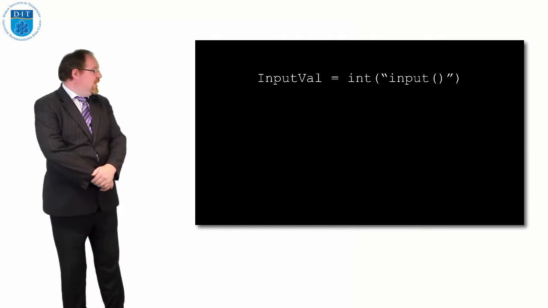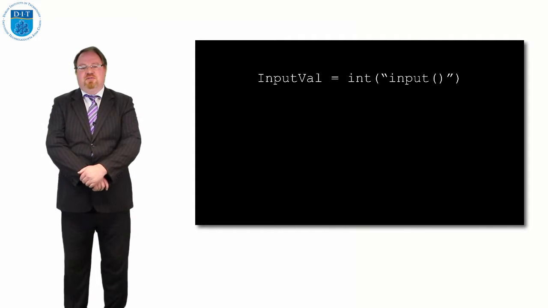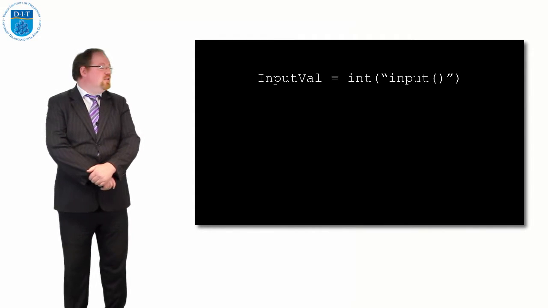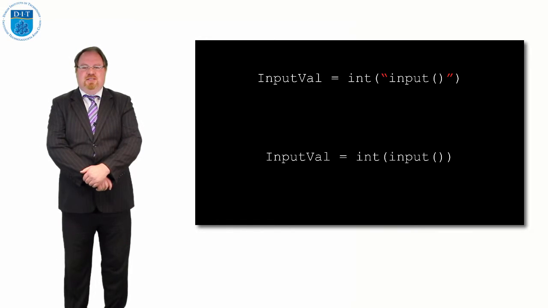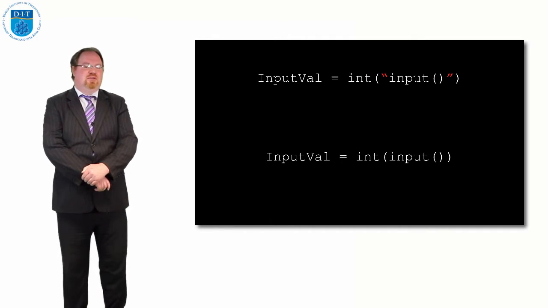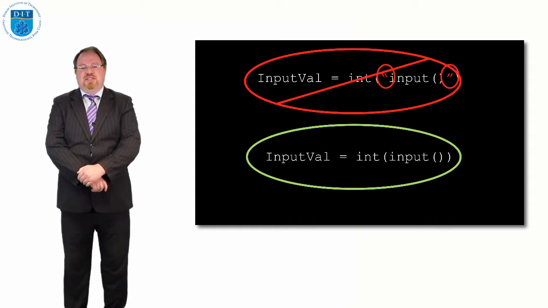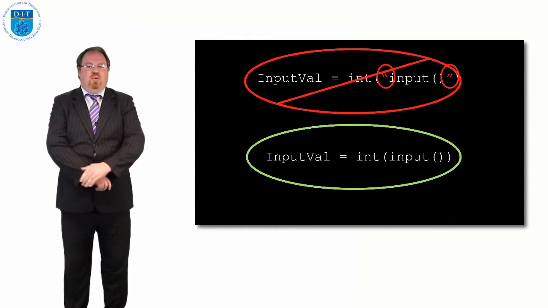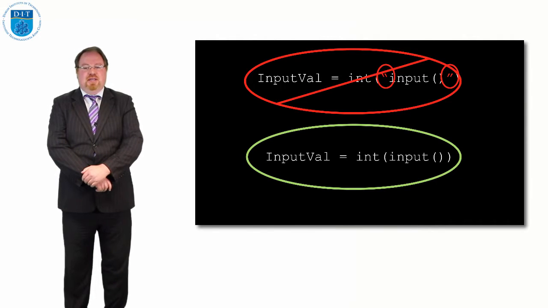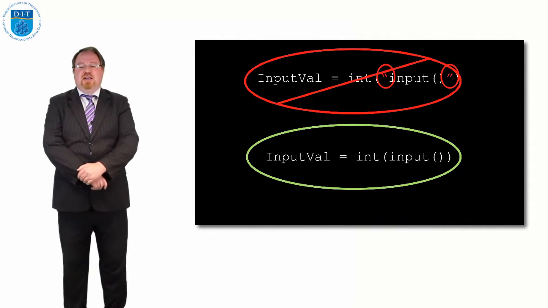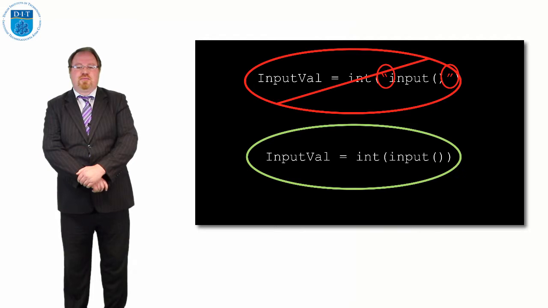Another issue some people had was when they were reading in a value and converting that input to an integer, they had inverted commas around the input phrase. That will not work. What you need to do is just have your variable reading in the int of the input without any quotes in that situation. Again, the top one is wrong, the bottom one is right.